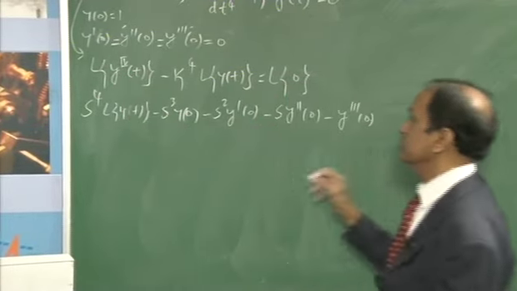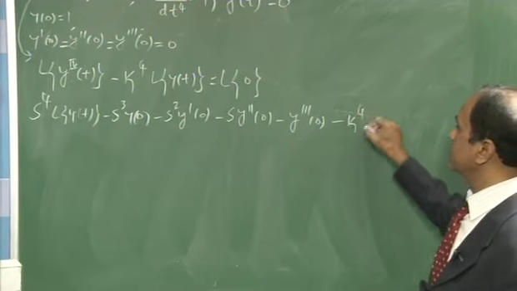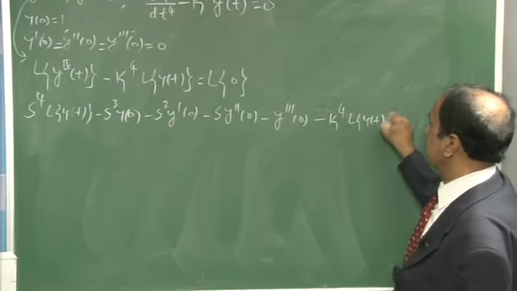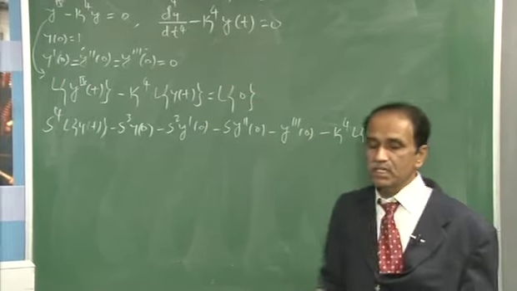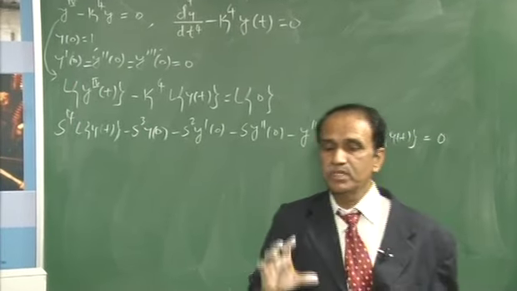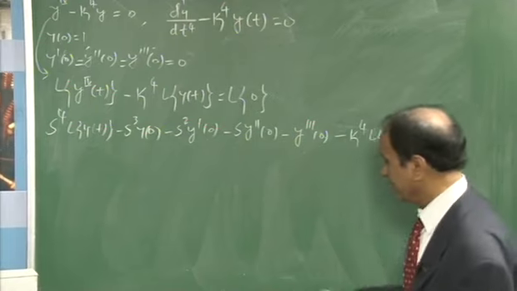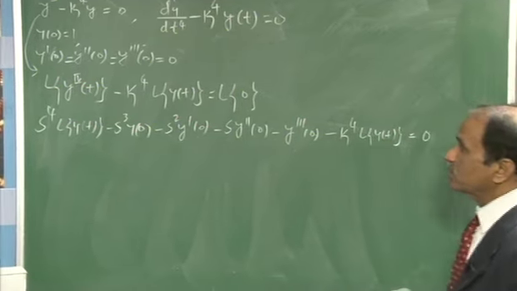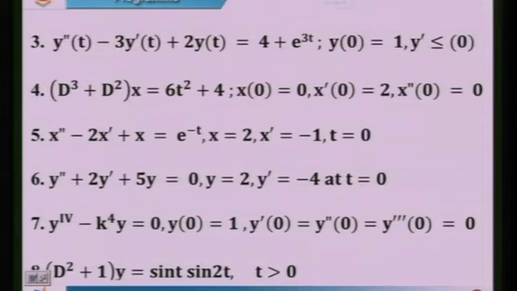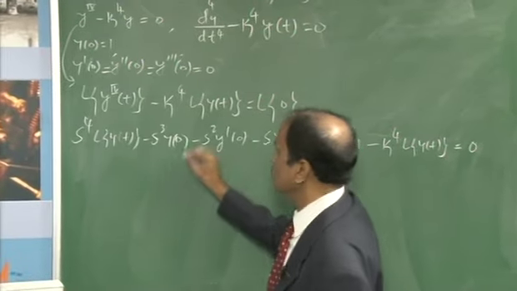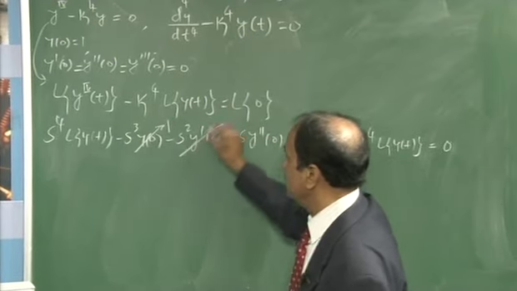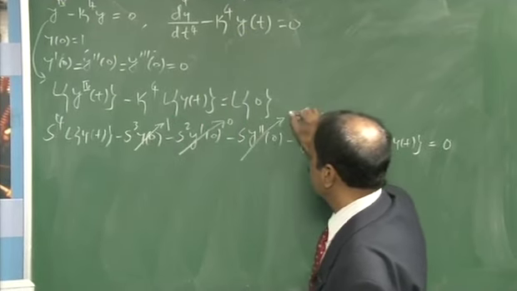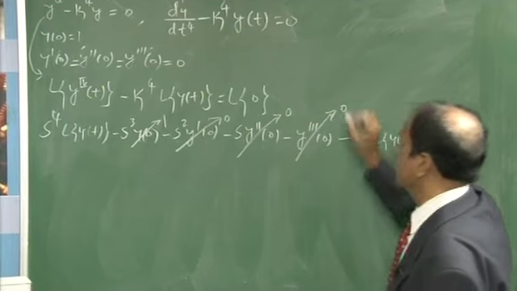Minus k to the power of 4 L of y(t), and the right side, as usual you know, when the function is 0, according to the definition of Laplace transform, the whole value becomes 0. Now, next is application of initial values. Except y(0) equal to 1, which is the only term that becomes non-zero, all these other terms will be replaced by 0.